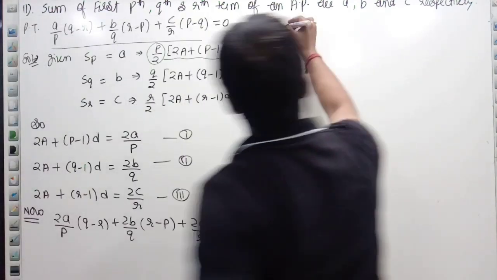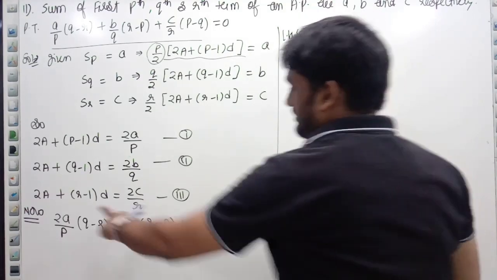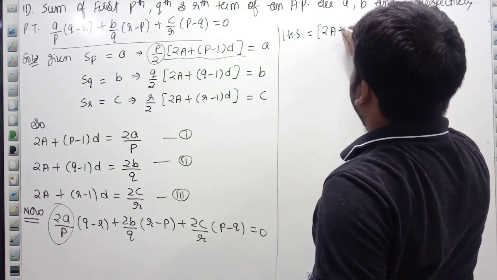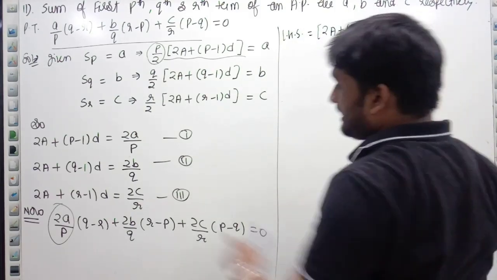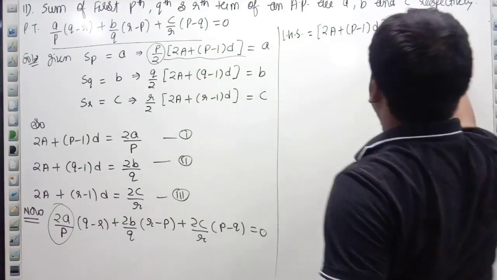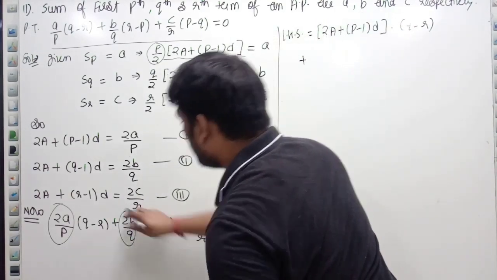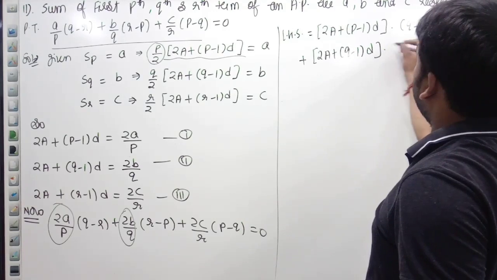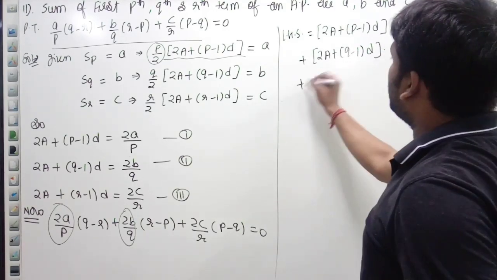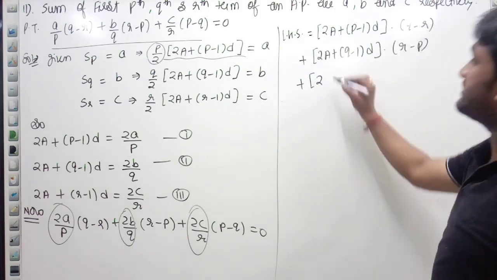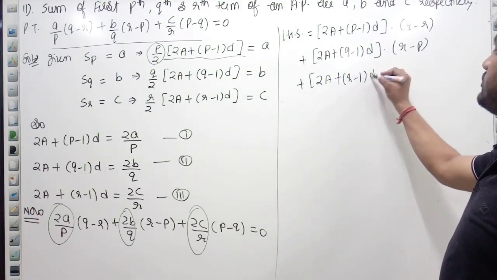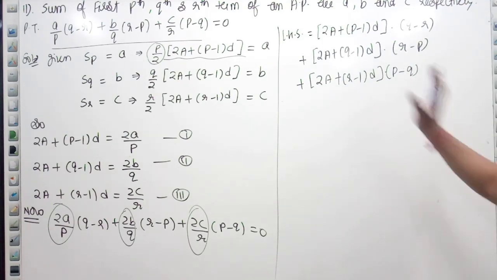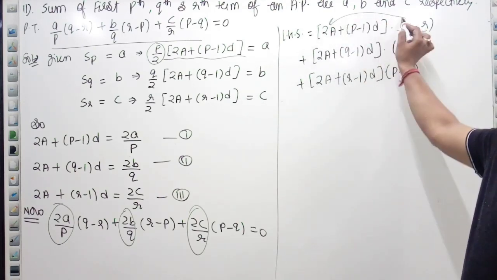LHS. This in place of this, what I will be writing? 2a plus p minus 1 into d multiply by q minus r plus in place of 2b by q I will be writing 2a plus q minus 1 into d into r minus p plus 2a in place of this plus r minus 1 into d into p minus q. Right? Now I am multiplying this with the first term and as well as with the second term.